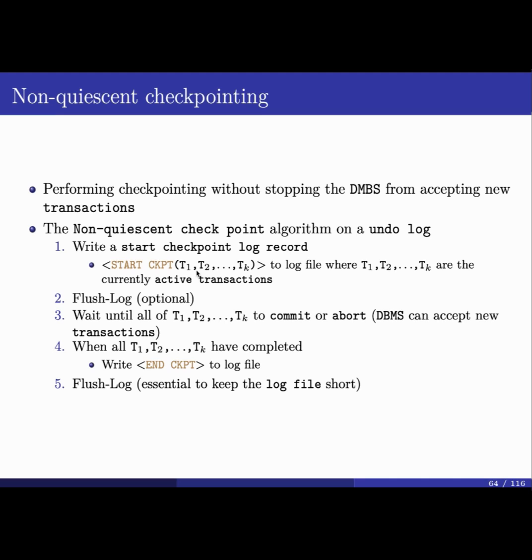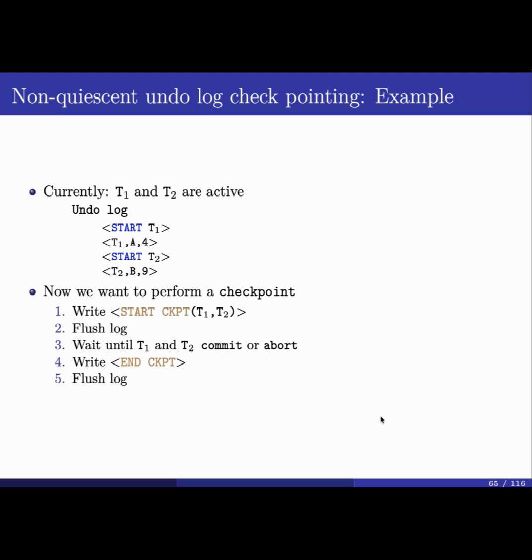Then after that, I'm going to write the end checkpoint. I'm not going to write the end checkpoint log entry until I make sure that all the transactions active at the moment I decided to write the start checkpoint are completed, either successfully or unsuccessfully, I don't care. Then after that, you have to flush the log. Why is this essential? Because I need to make sure the end checkpoint is written to the disk. So let me show you how to do that.